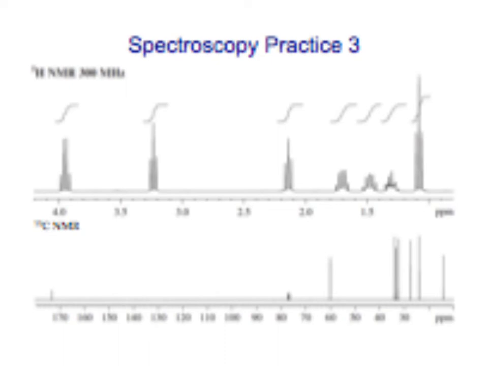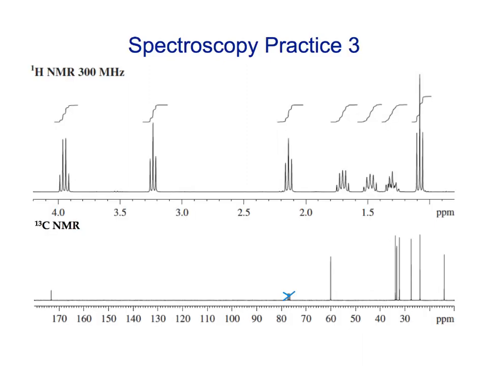All right, so here we have a proton NMR, and we have a C13 NMR. This is a solvent right there. So do we see confirmation of the carbonyl? Yes, right here. So this is the carbonyl. Can we tell what kind of a carbonyl it likely is?